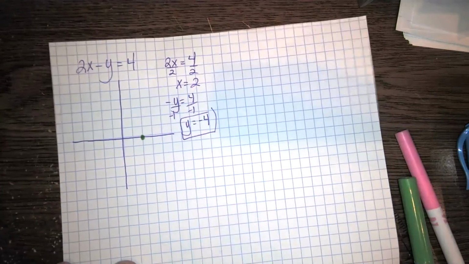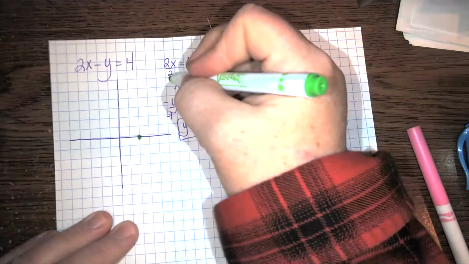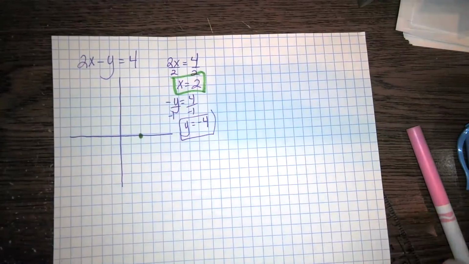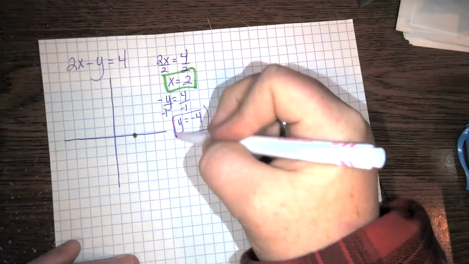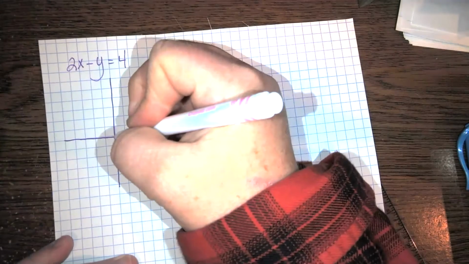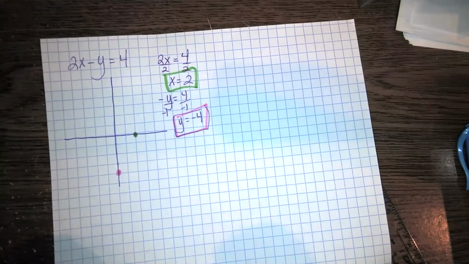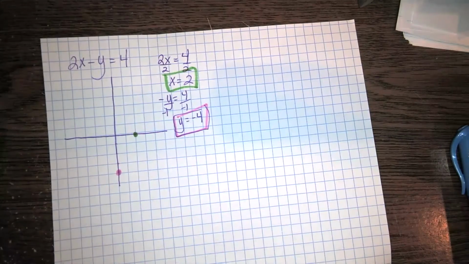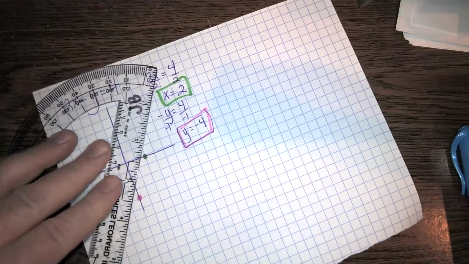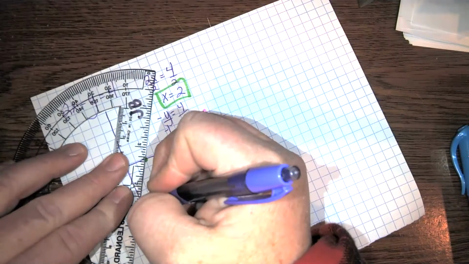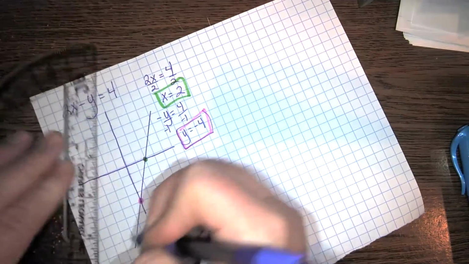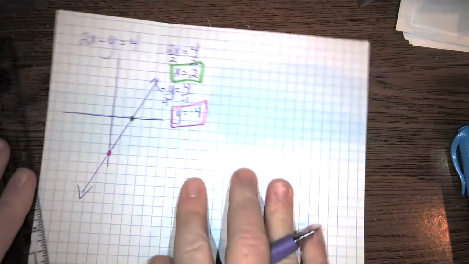Take that negative 4. I didn't color code, did I? Take that negative 4 and put it on the y-axis. 1, 2, 3, 4. Okay. Take your ruler and connect the two. Done.